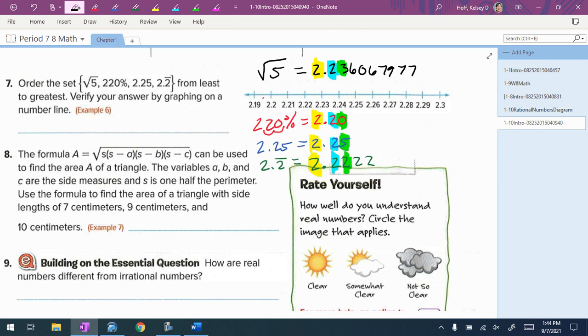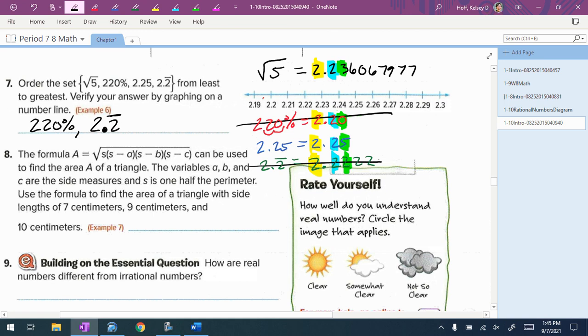Stating it in the original format, which one of those numbers is the smallest? So 220%. Yes, you're right at 0, but the original number was 220%. So that is the first number I'm going to write down. Then I'm going to cross it off my list. What is the next smallest number? Very good. 2.2 repeating. I'm going to cross that off.